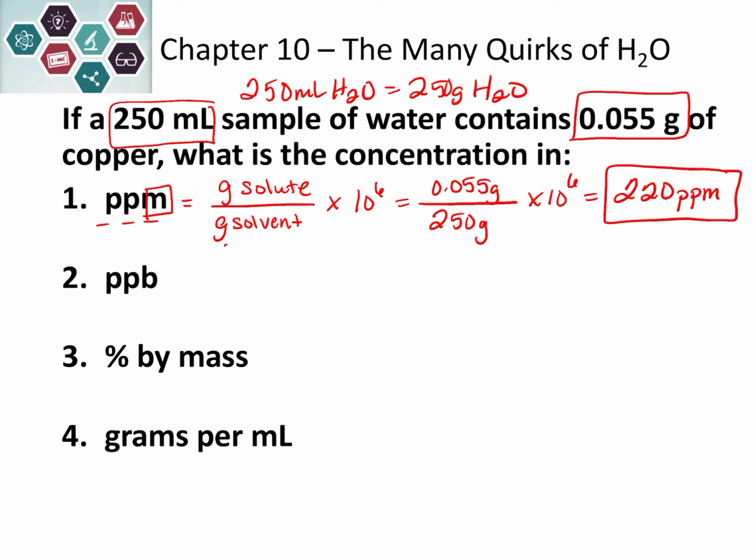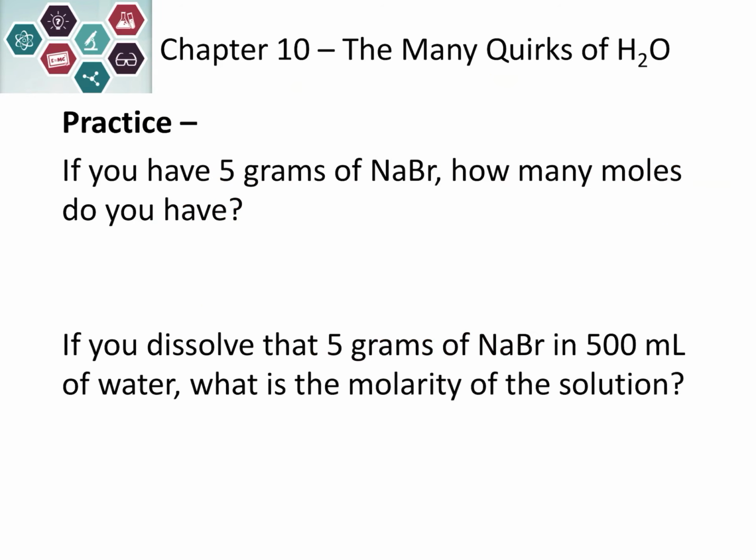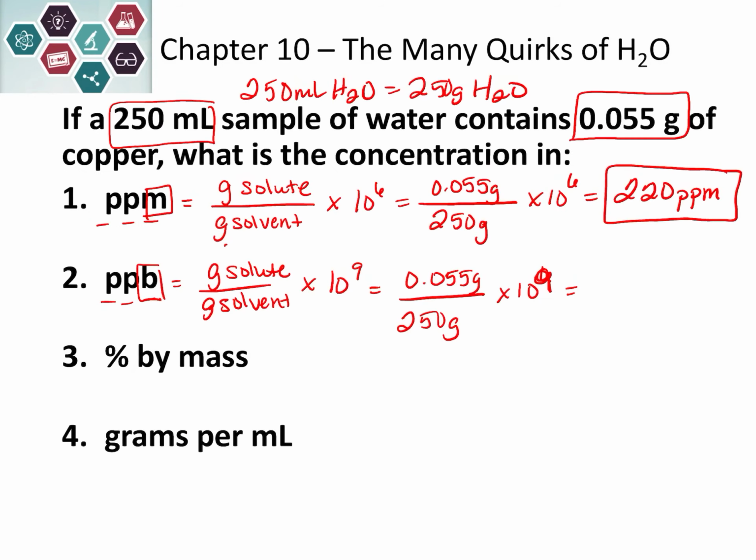The next example, we have parts per billion. Very similar, we're going to have grams of solute over grams of solvent. But this time we're doing parts per billion, so we're going to multiply by 1,000,000,000, which is 10 to the 9th. So again, we'll have 0.055 grams over 250 grams, this time times 10 to the 9th. So this answer will be 220,000 parts per billion.